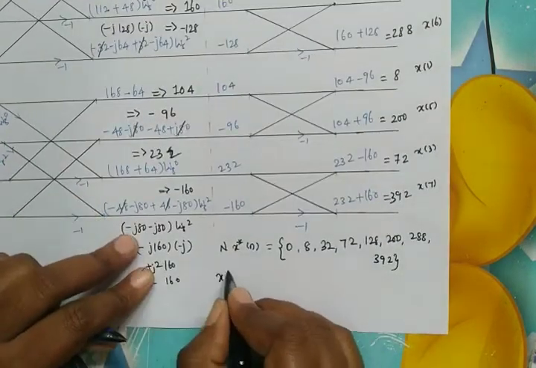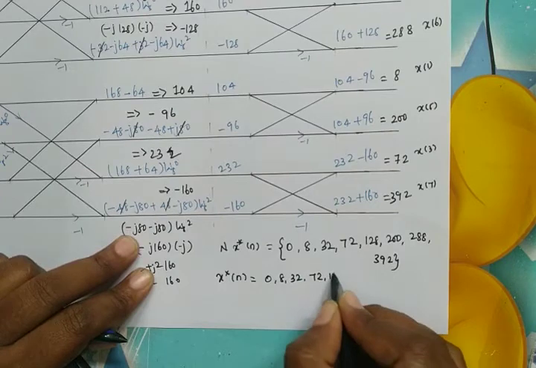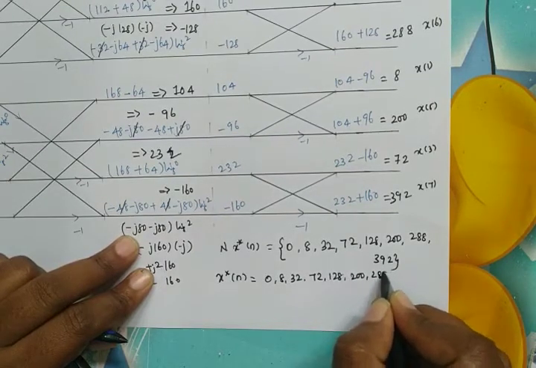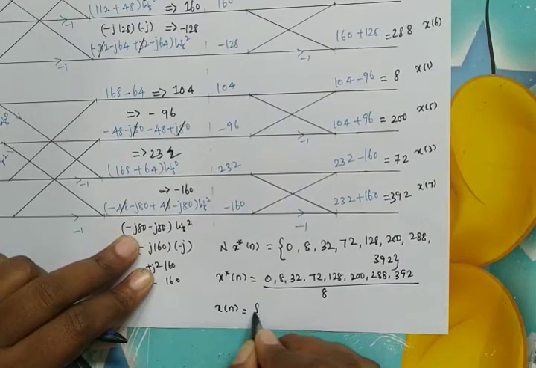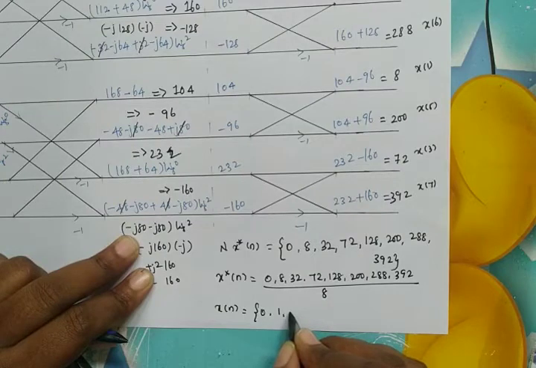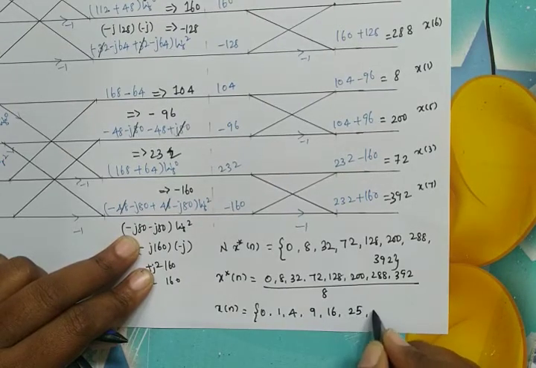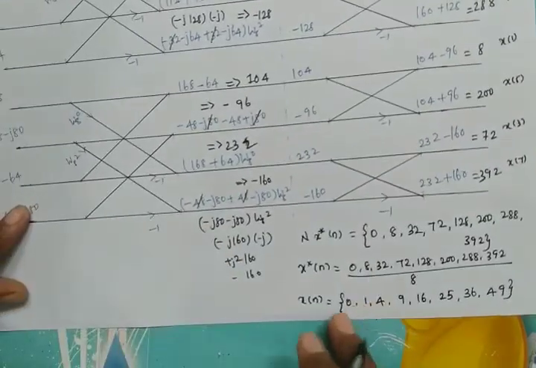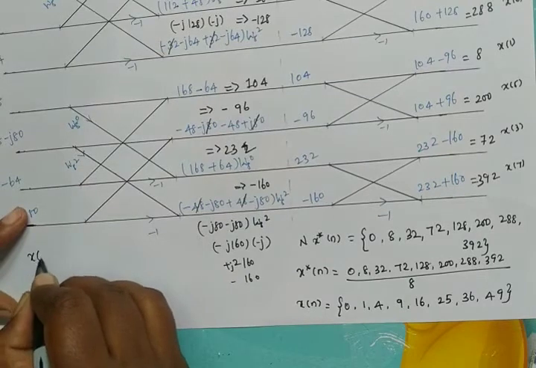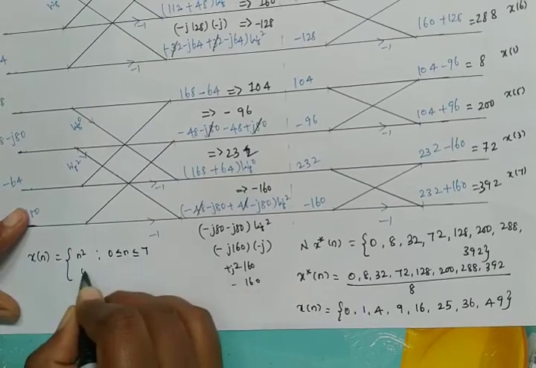And finally x star of n is equal to 0, 8, 32, 72, 128, 200, 288, 392, the whole divided by 8. Therefore x of n is equal to 0, 1, 4, 9, 16, 25, 36, 49. This is the final answer. Now remember, this is the answer for the problem x of n is equal to n square, 0 less than or equal to n less than or equal to 7, 0 otherwise.